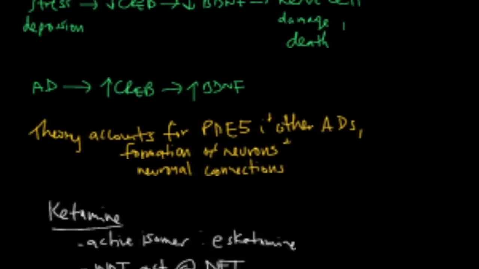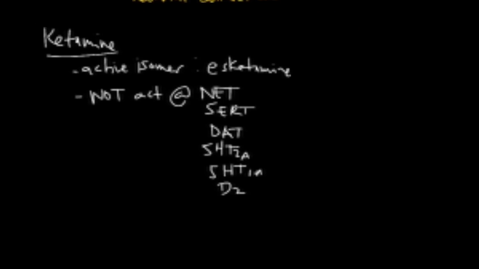Finally, Dr. Glennon talks about ketamine, whose active isomer is S-ketamine, which does not act on NET, SERT, DAT, 5-HT2A, 5-HT1A, DA, and D2. Basically, it doesn't act on your normal traditional pathways. Mechanism of action is unknown, but more importantly, it doesn't act on your serotonin, norepinephrine, and or your DAT transporters.